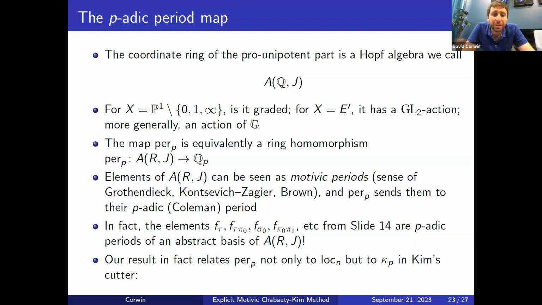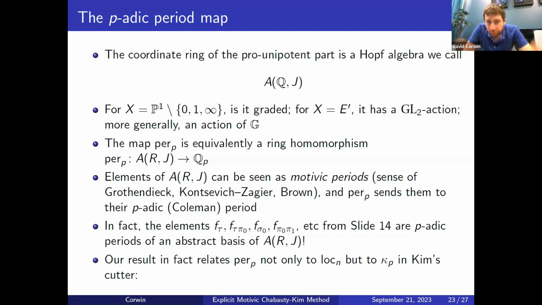Well, it turns out that elements of ARJ can be seen as motivic periods. The idea of motivic periods goes back to Grothendieck and then Kontsevich-Zagier in the mixed case, and then Brown really defines something more similar to the kind that we're interested in. They're actually unipotent motivic periods in the sense of one of Francis Brown's papers. And then this period P homomorphism sends a motivic period to the associated actual p-adic number, the actual p-adic period.